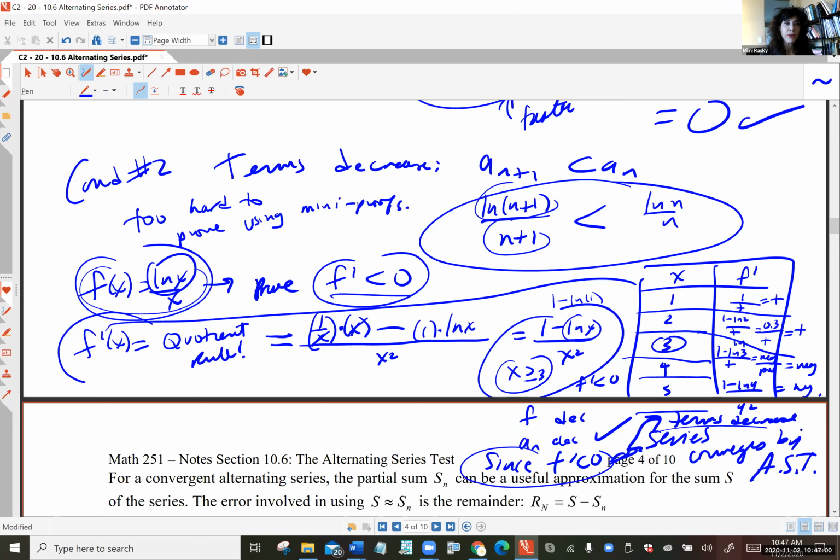Does that make sense, folks? It is a proof, essentially, what you're doing here to prove condition 2 is being met. It's a mini proof, but a different kind of flavor of mini proof where you're using your calculus 1 skills. Pretty good, huh? I bet you didn't think your calculus 1 would come in handy sometimes, right?